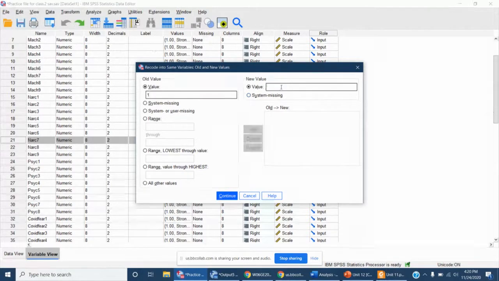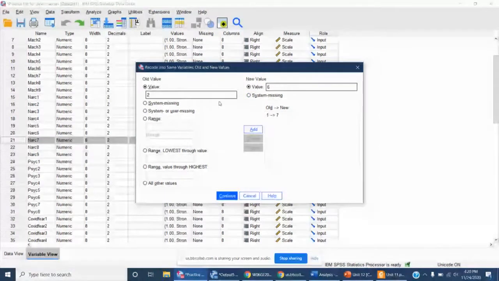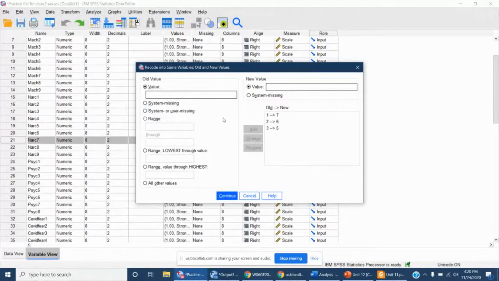One here stands for 7. Two here stands for 6. So 3 here stands for 5. And 4 will stay the same. 5 here stands for 3. And 6 here stands for 2. And lastly, 7 here stands for 1.